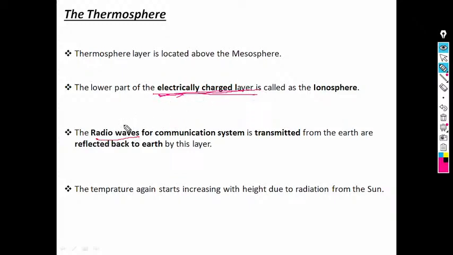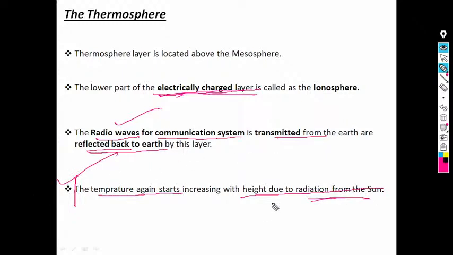Here, the radio waves for the communication system transmitted from the earth are reflected back to the earth by this layer. The temperature again starts increasing with height due to radiation from the sun. Here two things we'll see.